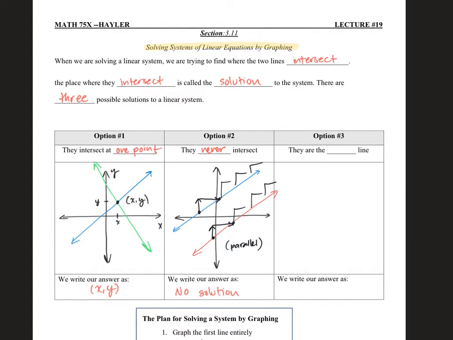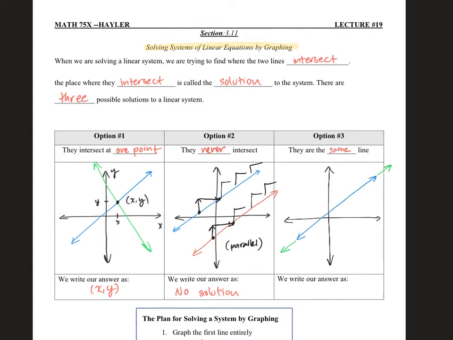Alright, so option 3. They are the same line. The equations for them may end up looking different, but when you're solving, you might find out that they're actually the same line. I'll go ahead and draw in this line. So that's my first line. And then the second line would actually be the exact same line. To show that, I'll just extend off in this direction for the green line. So there are two lines, but they're actually the same line.